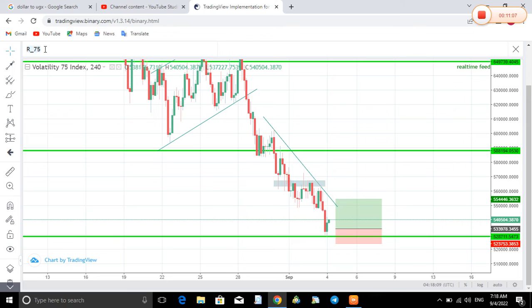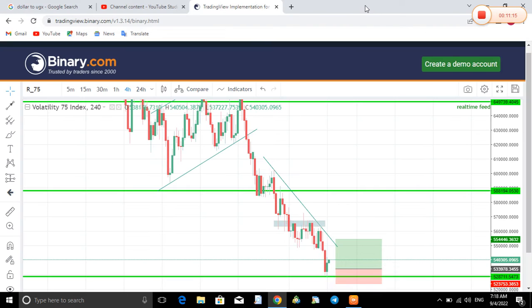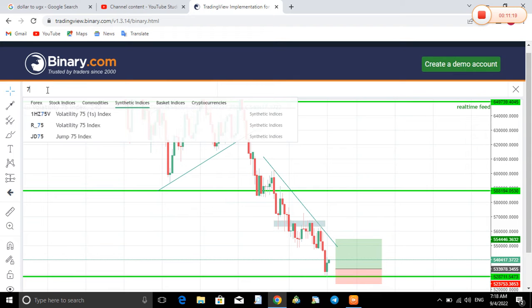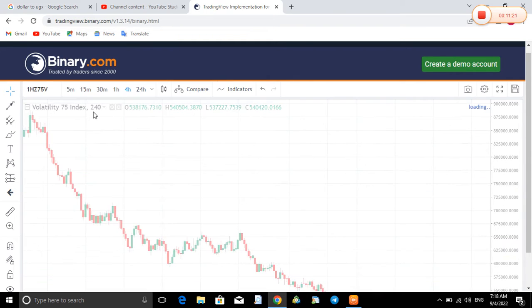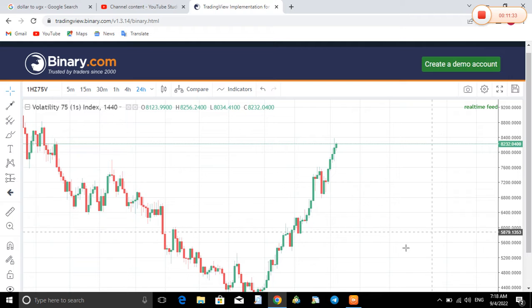Now another pair is 75. One is the second pair we are going to be analyzing. We start by going to a higher time frame.